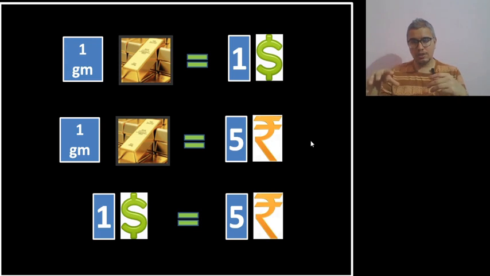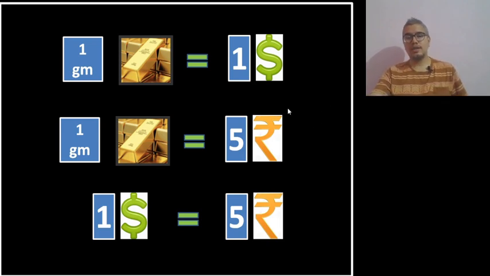All the currencies were measured in terms of gold. For example, how much gold can be purchased with a particular currency, and based on that the two currencies were exchanged, keeping in mind how much gold could be purchased with the same amount of money, irrespective of whether it is a domestic currency or a foreign currency.